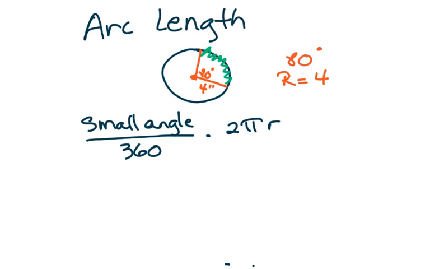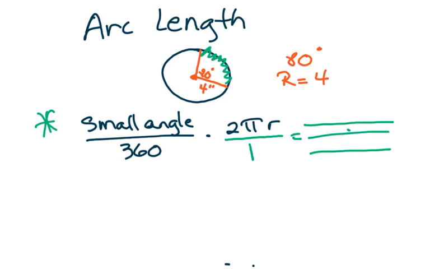Now, we're not trying to say that it's 80 degrees, because we already know it is 80 degrees. We want to know how many inches that is. So here's our formula right here. You take the small angle, you divide it by 360, and then you times it all by 2 pi r. Or what we can do is just put a 1 like this, multiply straight across, and multiply the bottom straight across, and then just use this line to divide.